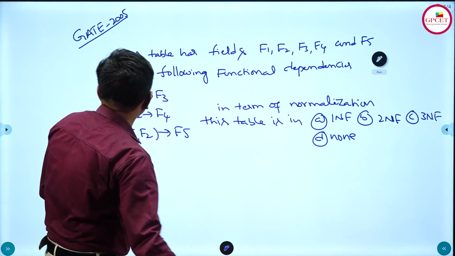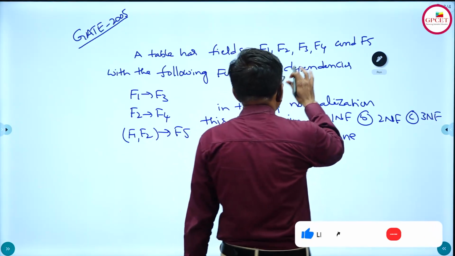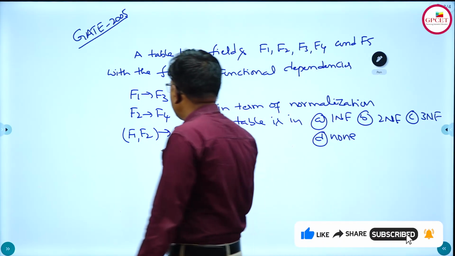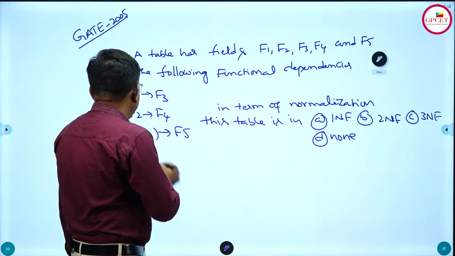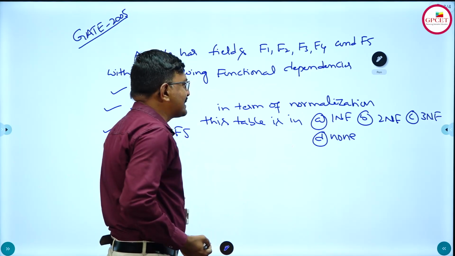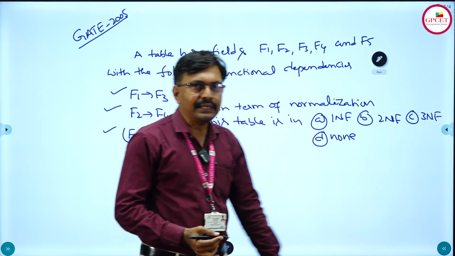In GATE 2005, a table has fields F1, F2, F3, F4 and F5 with the following functional dependencies: F1 tends to F3, F2 tends to F4, F1 comma F2 tends to F5. In terms of normalization, this table is in first normal form, second normal form, third normal form, or none.